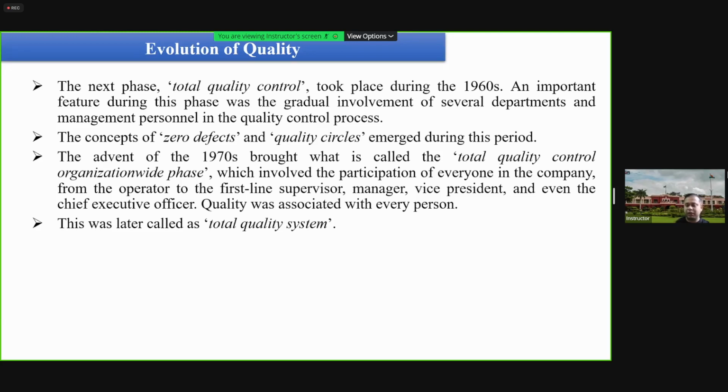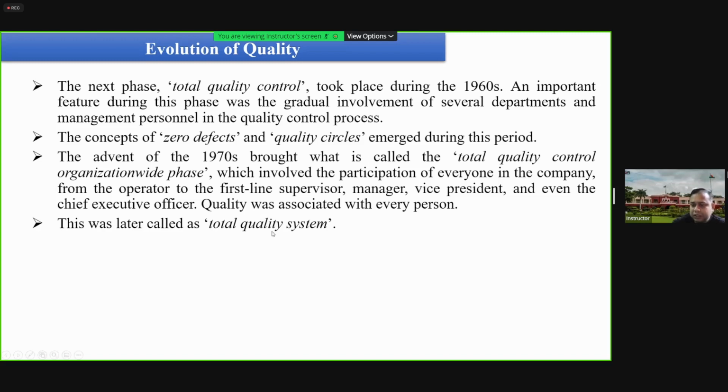The quality of the product is influenced by the decisions taken by the top management, maybe the CEO or other top management people. Whatever decisions they take will eventually impact the quality of the product and the working of the supervisors or the workers handling the product. So they emphasize that both are important.